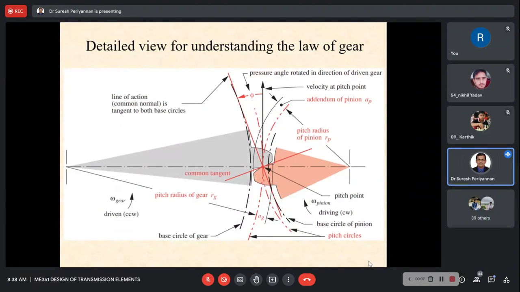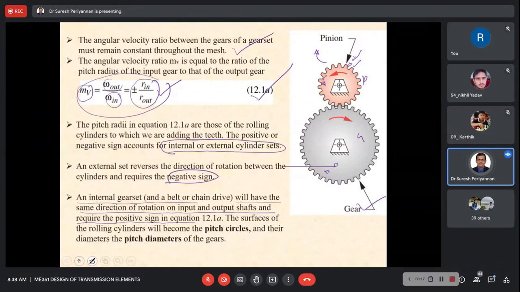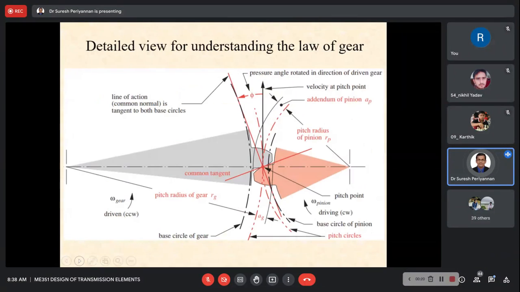Okay, guys, good morning. In the last class, we discussed the law of gearing. Today we continue the same topic, gears. This we already discussed, but just to recap, some of the information we didn't discuss. We'll discuss from this, then go for today's next discussion.